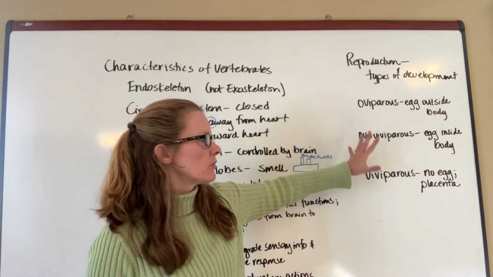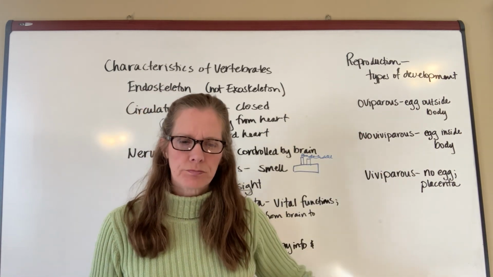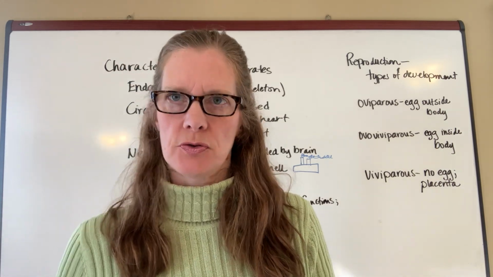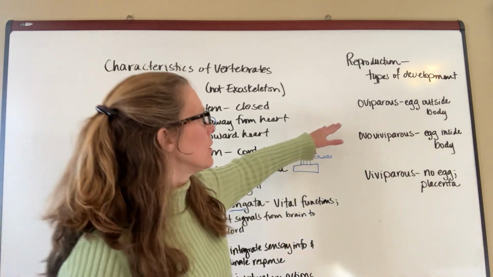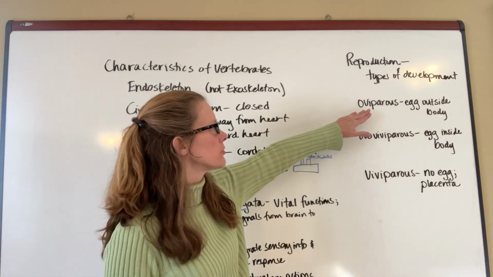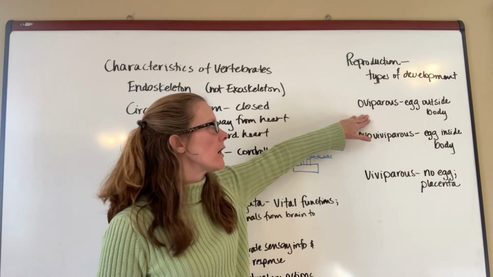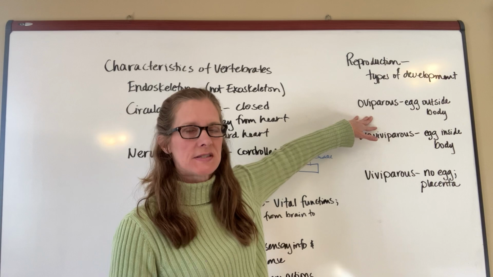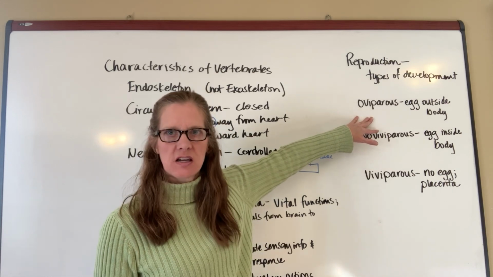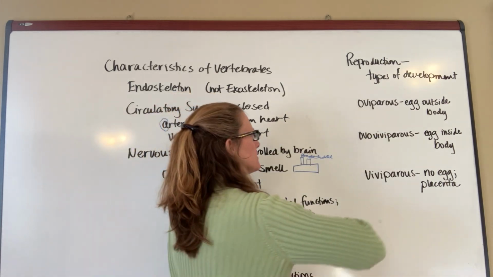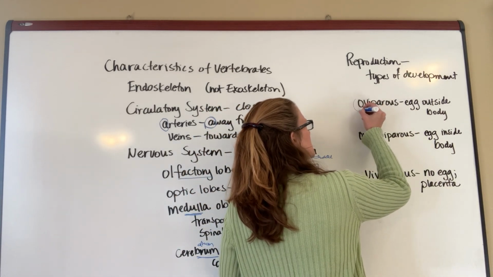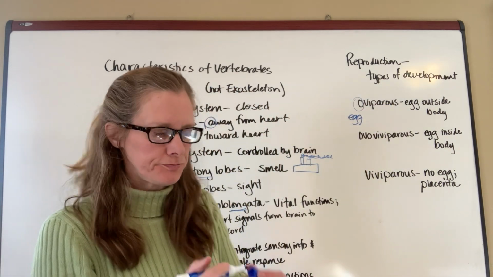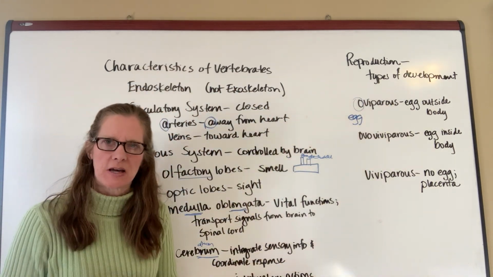Then we've got three different types of development. Once the egg is fertilized, the embryo has to develop until it's able to survive on its own, until it gets big enough. Okay, so there are three types of development. The first is oviparous, and that is where the egg is laid and it develops outside of the mother's body. And so that's like a chicken, that lays an egg. And so here I see this O, and that O reminds me of the shape of an egg. And so that's an egg outside the body.